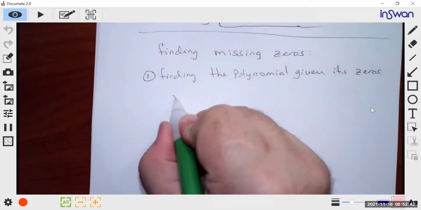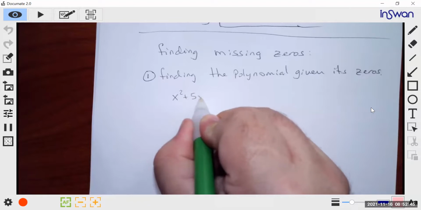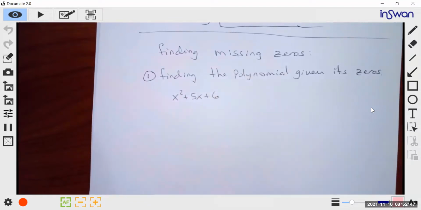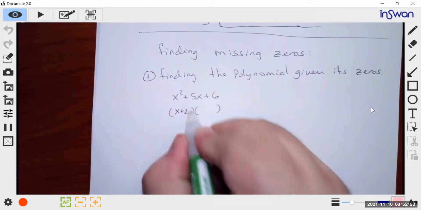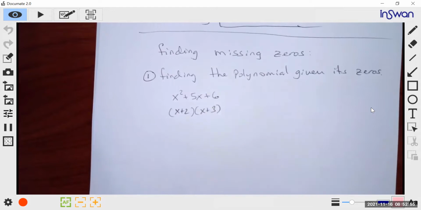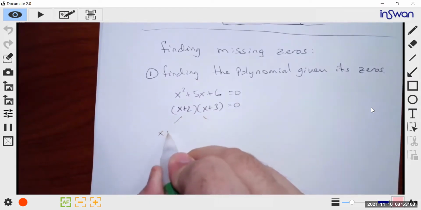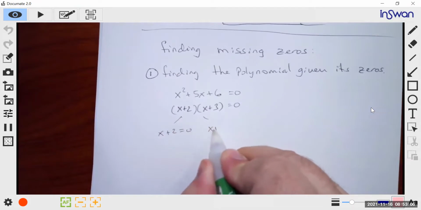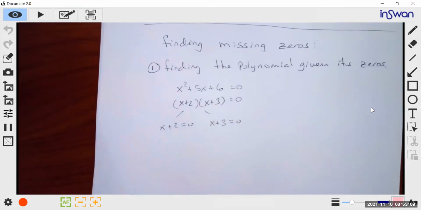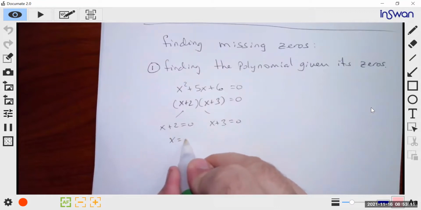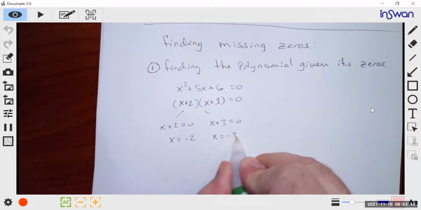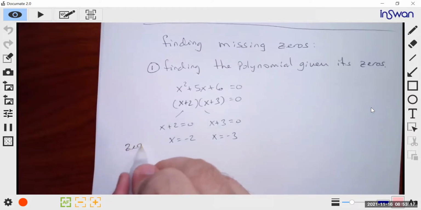Let's look at what's going to happen here. In the past, I gave you the polynomial. We factored it out. We got x plus 2, x plus 3. Then what do we do? It equals 0. Then we take both of these and set them equal to 0. And then we solve them. So these are my zeros. Everybody remember that?